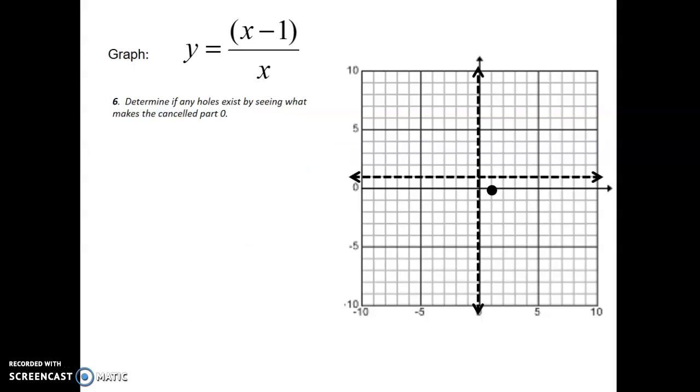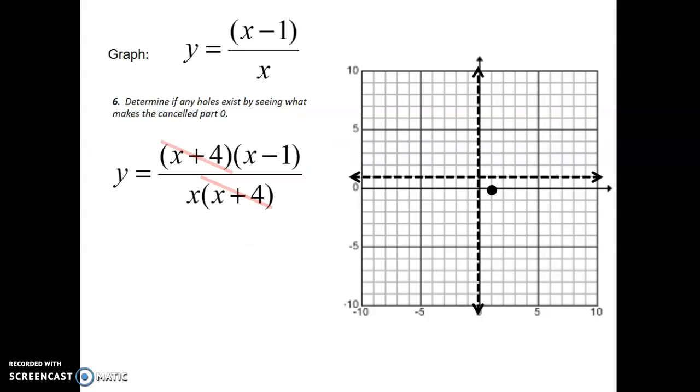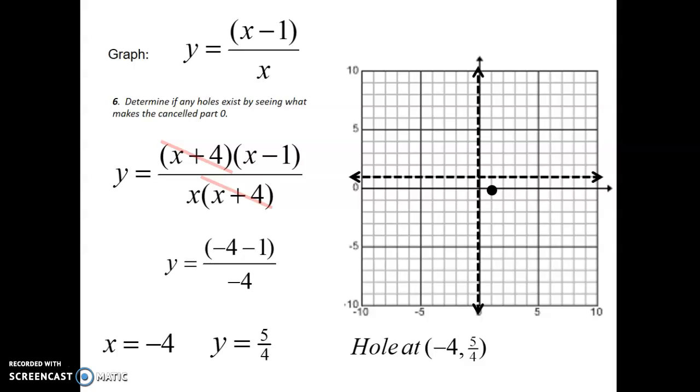Next, we find out the holes. So if you remember back to the first part of this equation, we canceled out x plus 4's. So we take our factor of x plus 4, set it equal to 0, and solve for x, which will give us negative 4. We then take that value and put it into the equation. So we get negative 5 divided by negative 4, which is positive 5 over 4. And that is our hole. We graph our hole, again making sure it is an open circle.